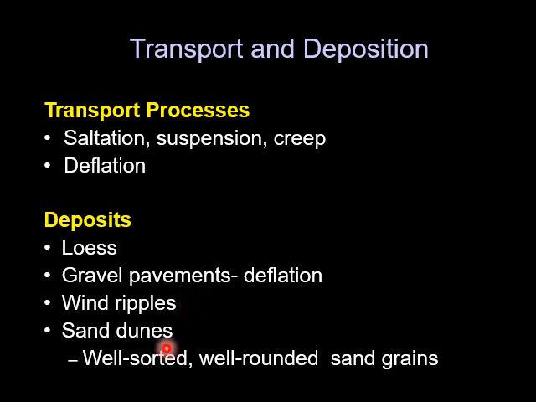Generally, the products of aeolian action are well-sorted, well-rounded sand grains composed mostly of quartz, feldspars, lithic fragments, and other fragments. It's worth noting that normally the grains or the particles are composed of the more stable minerals.